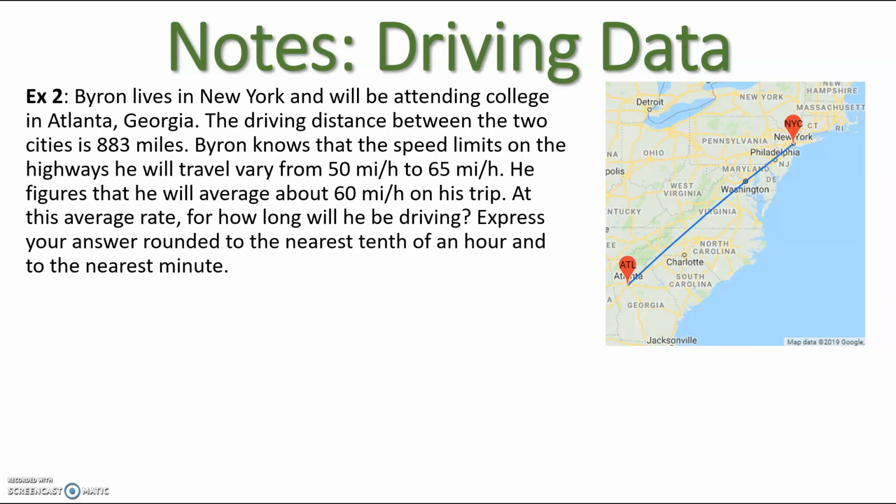All right, so first thing is we know how far this distance is. So that is 883 miles from his hometown to the town he plans to attend college. We also know that distance is equal to rate times time. In this case, we know his distance, that is 883 miles, and we know the rate. On average, it will be 60 miles per hour. What we don't know is how long, the time.